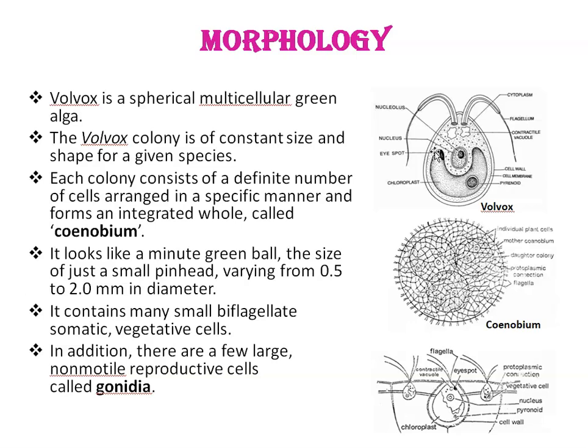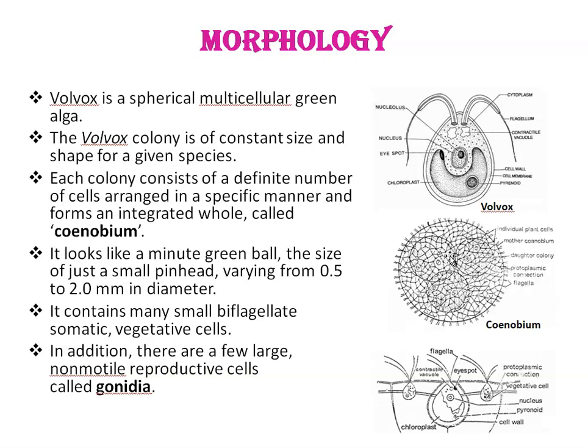Volvox coenobium. You can see here this diagram. Volvox coenobium is the largest and most highly differentiated of all the free swimming colonial forms. It looks like a minute green ball, the size of just a small pinhead, varying from 0.5 to 2 mm in diameter, and therefore can easily be seen by naked eye. It is a sphere of extracellular mucilage or matrix with a firm bounding layer.